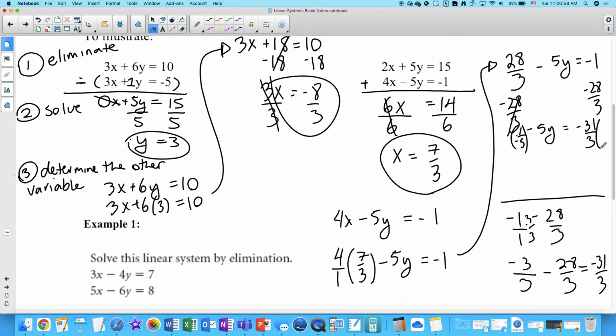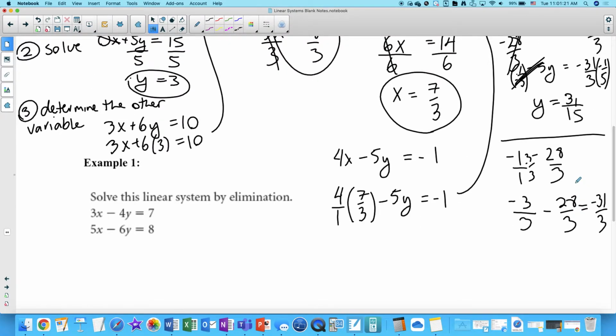I'm just going to multiply both of these by -1 over 5. And then these cancel. But on this side, I get -31 times -1 is just 31, and 3 times 5 is 15. Okay, if you do it the other way and divide by -5, that's no problem.